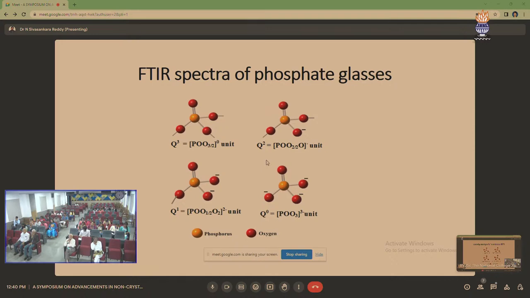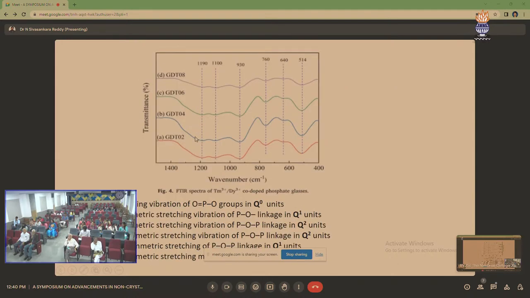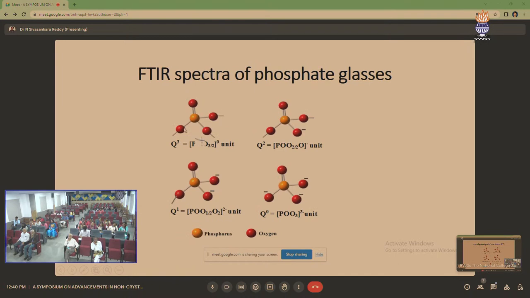This unit is called the ultraphosphate unit. You see, there are three bridging oxygens and one non-bridging oxygen. This is a phosphorus atom which is connected to three bridging oxygens and to one non-bridging oxygen. This is a double bonded oxygen, which is the characteristic of all the phosphate units.